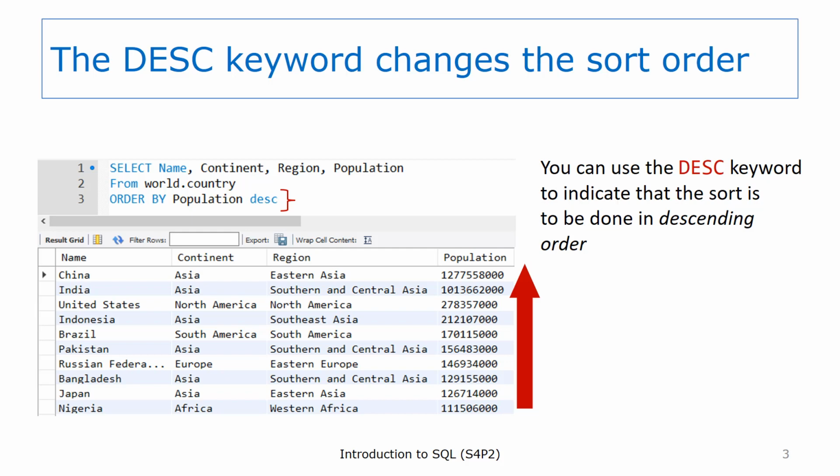If you scroll through the result grid, you'll see that as you scroll, the population numbers decrease. If you use the descending keyword with a character column, the data is displayed in reverse alphabetical order.